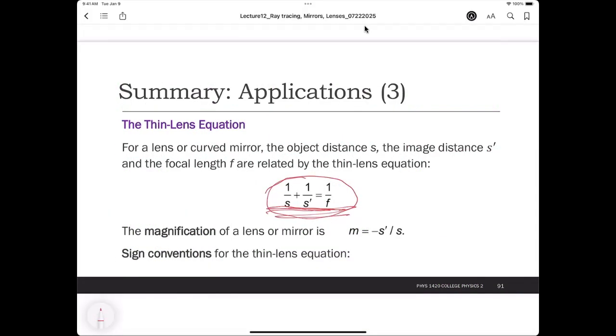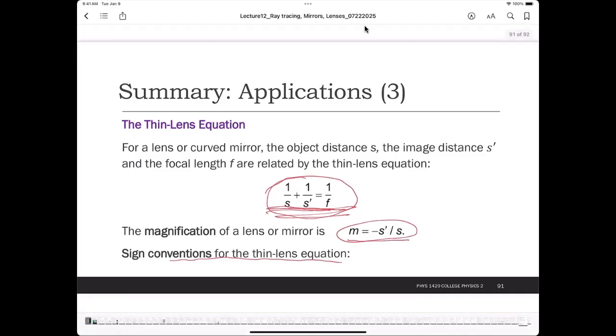And these are the thin lens equations. Actually, I didn't put it in when we talked about the thin lens equation, but it's very easy to get from what we wrote down. For a lens or curved mirror, the object distance s, the image distance s prime, and the focal length f are related by the thin lens equation. This is the thin lens equation. And the magnification of a lens or mirror is this one. We talk about this. And the sign conventions for the thin lens equation are just like this.